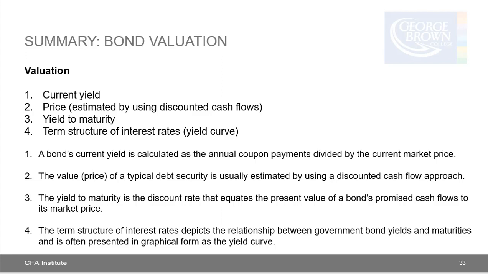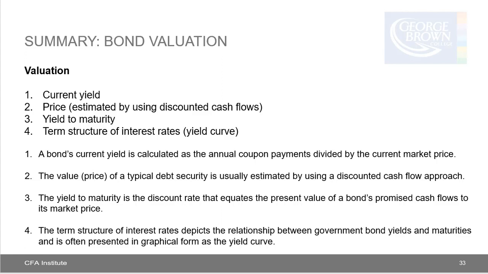This slide is just a quick summary of some of the concepts that we looked at with regards to bond valuation. The first thing that we looked at was current yield. A bond's current yield is calculated as the annual coupon payment divided by the current market price. Then we looked at price estimated by using the discounted cash flow. The value or price of a typical debt security is usually estimated by using a discounted cash flow approach. The valuation or price equals the sum of the present value of all the future cash flows.